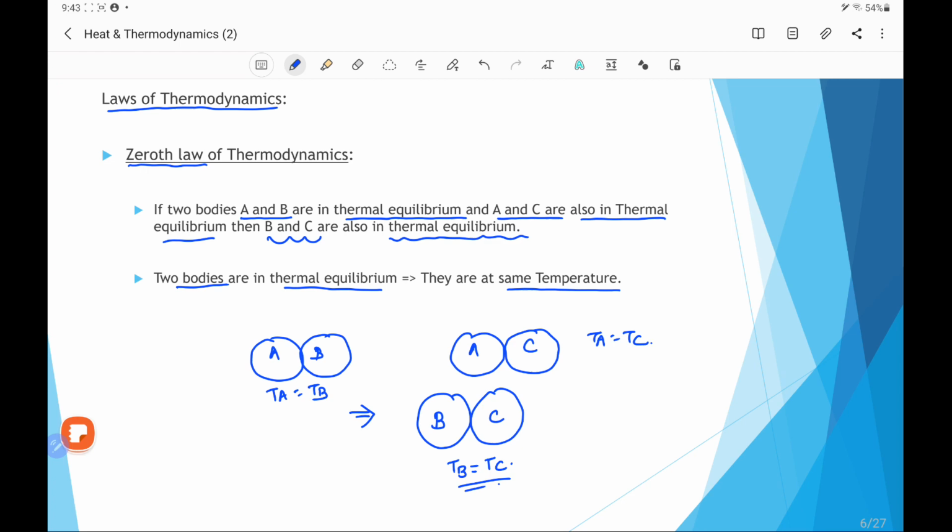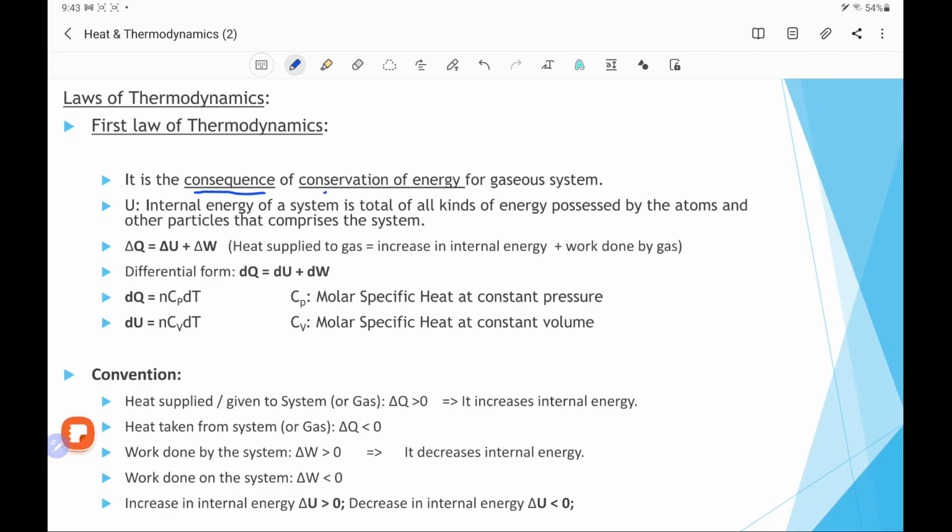This is the first law of thermodynamics, and it is a consequence of the conservation of energy for the gaseous system. So we have to remember this, that the first law of thermodynamics is the consequence of conservation of energy. We define one of the terms, that is U. This is the internal energy of a system. U represents the internal energy of the system, and it includes all kinds of energy possessed by the atoms or particles that comprise the system.